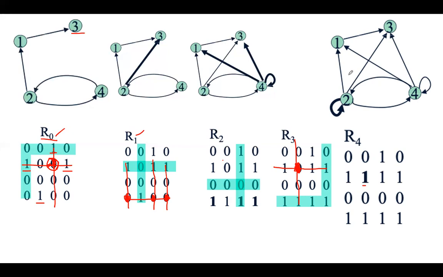When you see the graph, what can you understand? From 1, I can only go to 3. From 2, I can go to 1, I can go to 3, I can go to 4, and I can reach 2 itself. So all the row entries are 1s. From 3, you cannot go anywhere. From 4, again, you can go to 4 itself, you can go to 1, 2, and 3. So all the row entries are 1s. Is it clear?